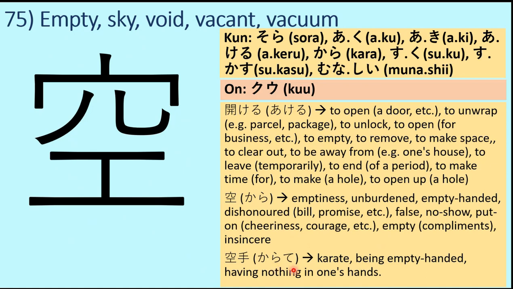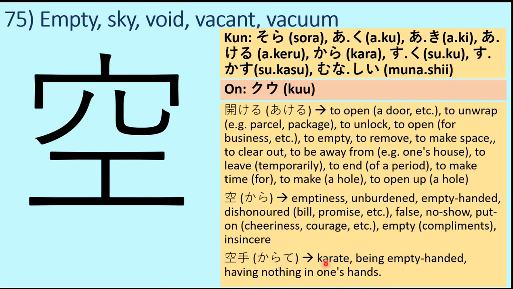This is karate. Karate, friends, you must be very aware of this. We know it as karate. It's one of the martial arts. So this is basically a Japanese word called karate, which means being empty-handed. So kara means empty and te means hand. So this is kara, this is te.